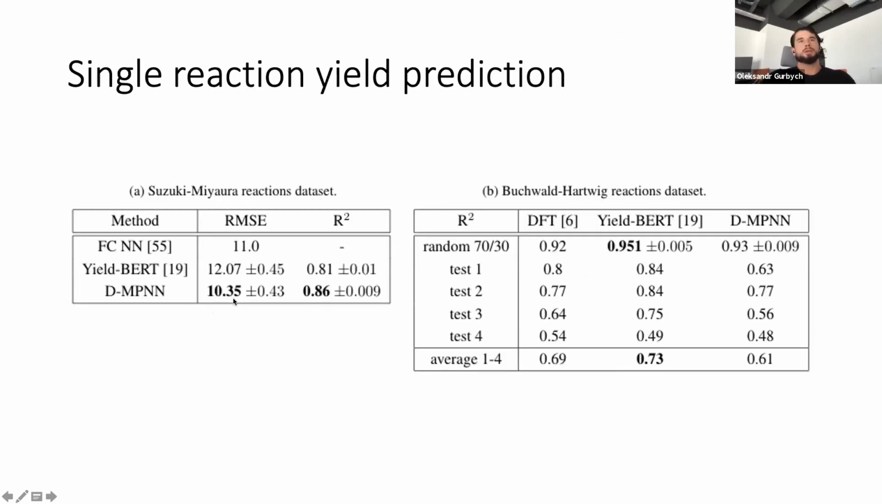And that's on the single reaction data sets. To the left, you see Suzuki-Miyaura, and to the right, Buchwald-Hartig. And these numbers are the result of 5-fold cross-validation, everything according to best practices in machine learning. Any questions on that?